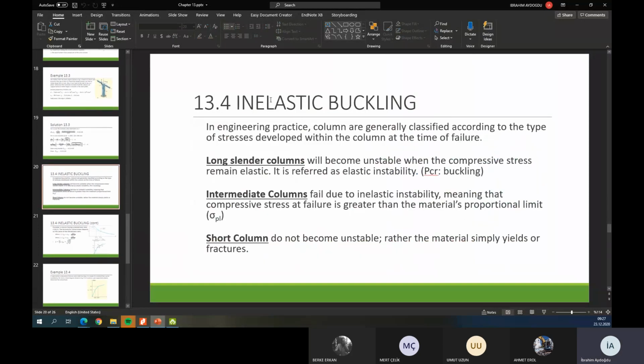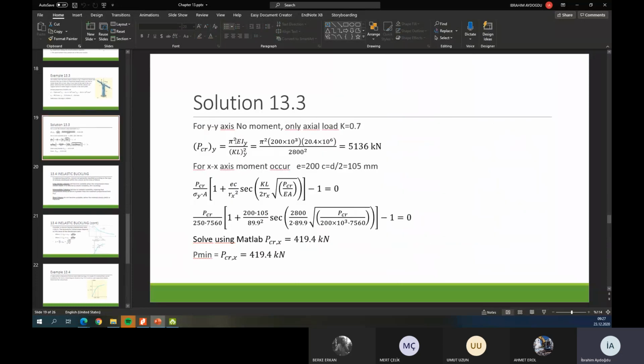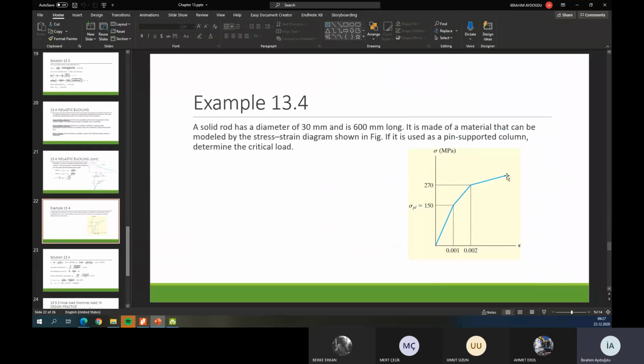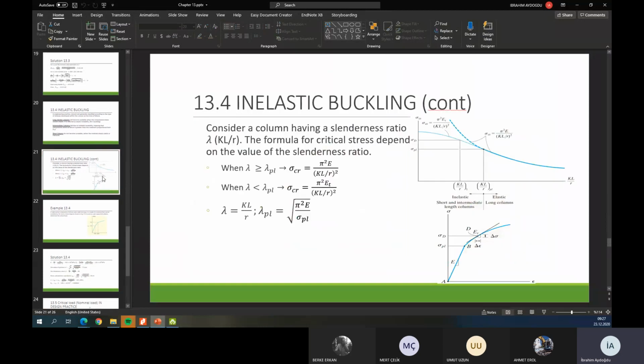And additionally, we have another subchapter, inelastic buckling. In that case, you may remember that we take the modulus of elasticity as a constant, but mostly the modulus of elasticity has nonlinear behavior, like this, okay. In this case, we have a different modulus of elasticity, and then we use iterative calculation.